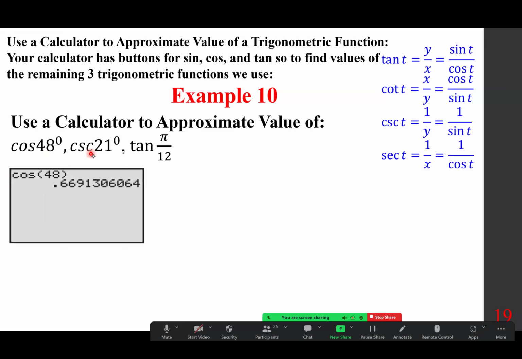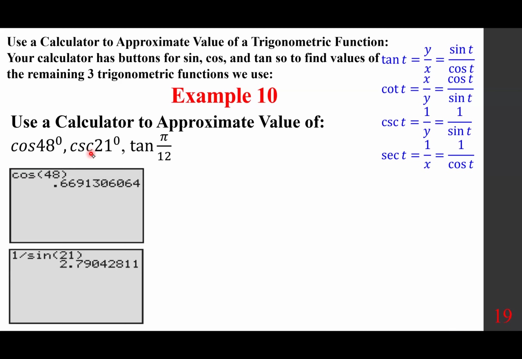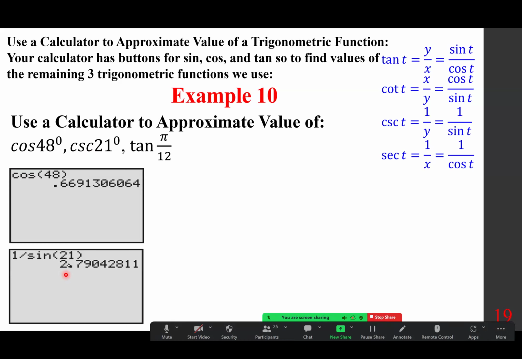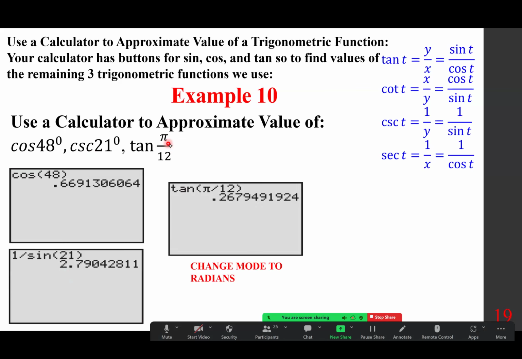For cosecant, we don't have a button for it. We write it 1 over sine, and we get 2.79 and continue. It's important to know in these two cases the mode must be in degrees. However, this one must be in radians. And it gives you the answer 0.267, and it continues.